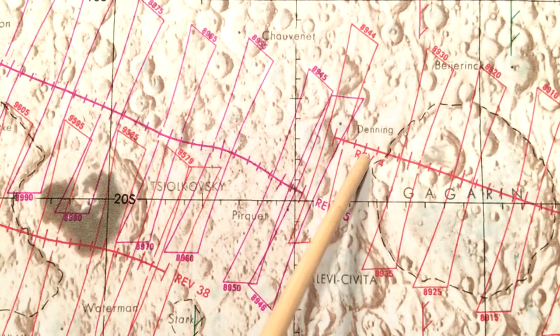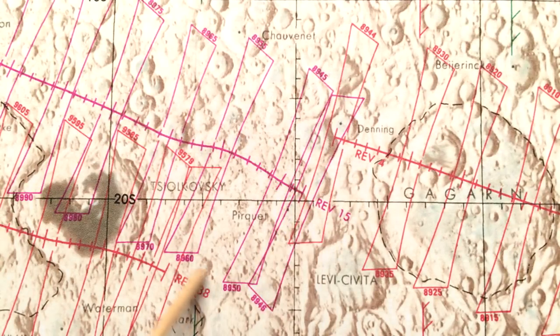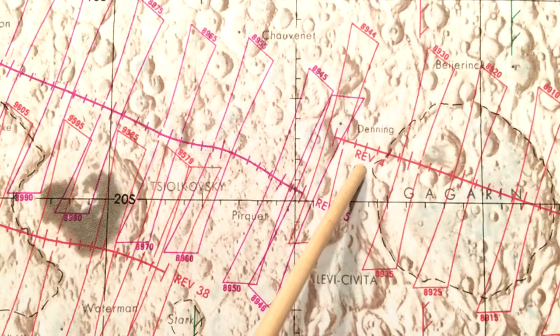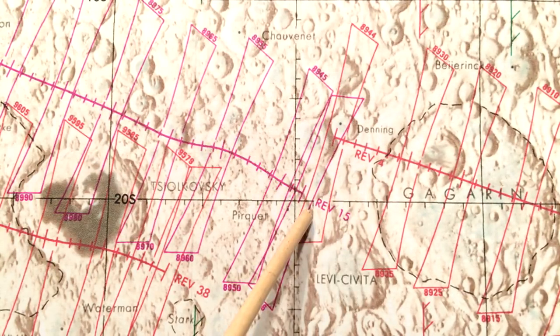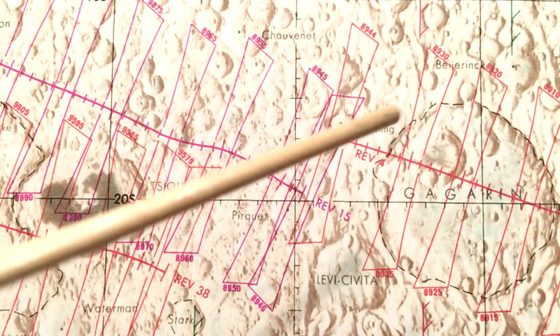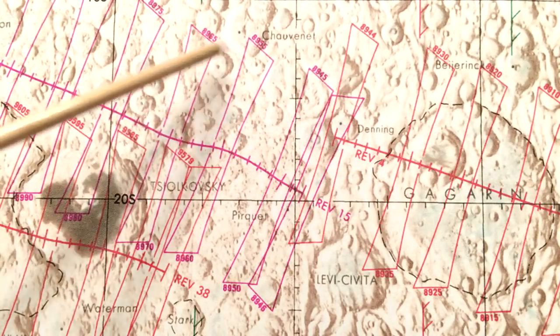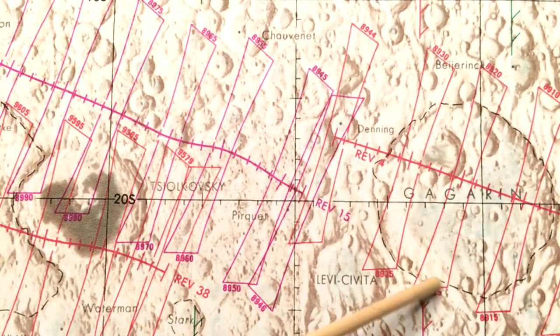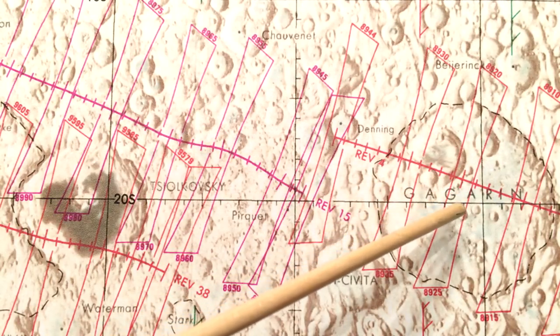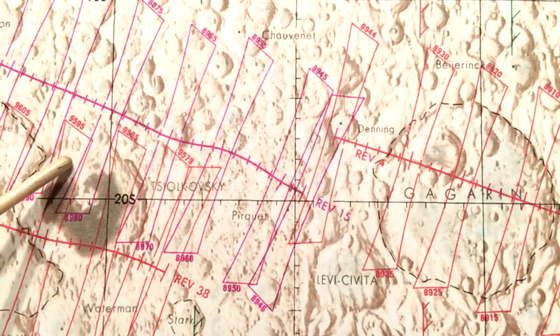And I believe these center lines here and these designations, Rev 4, Rev 15, Rev 38, I believe that means revolution. And it has to do with revolution. Which revolution within the mission? Which orbit the strip of photographs belongs to? So again, very, very specific usage. But a really cool way of making sense out of what otherwise would be very similar looking artifacts.